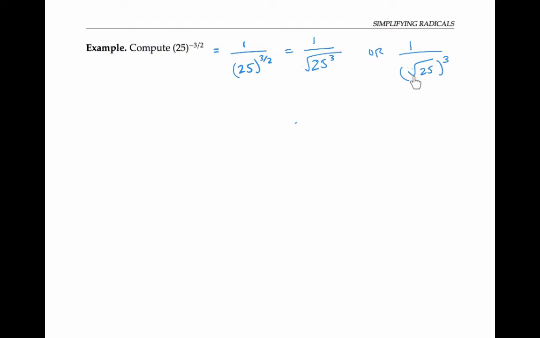The square root of 25 is just 5. 5 cubed is 125. So my answer is 1 over 125. If I tried to compute the cube of 25 first, I'd get a huge number. In general, it's usually easier to compute the root before the power when you're working without a calculator.